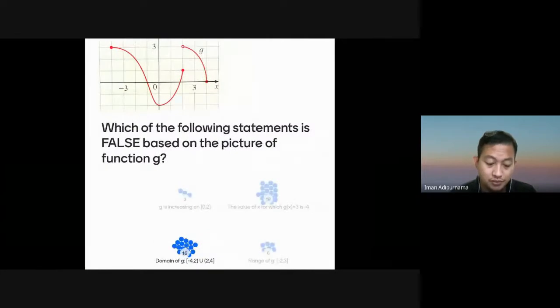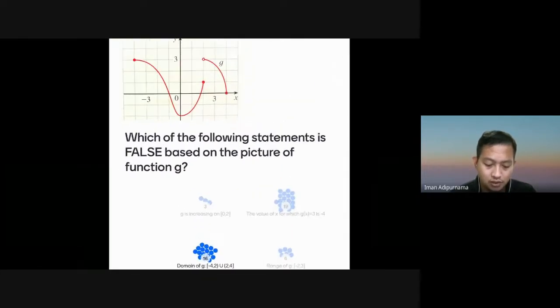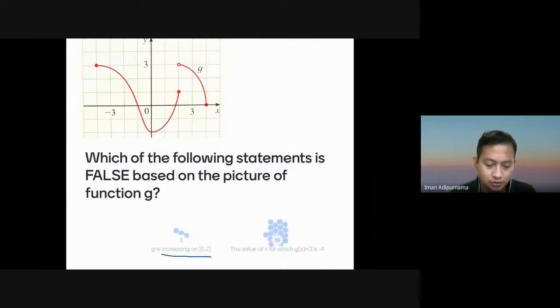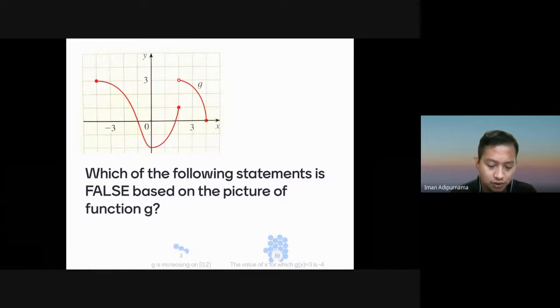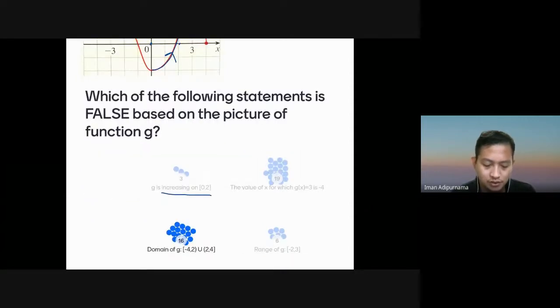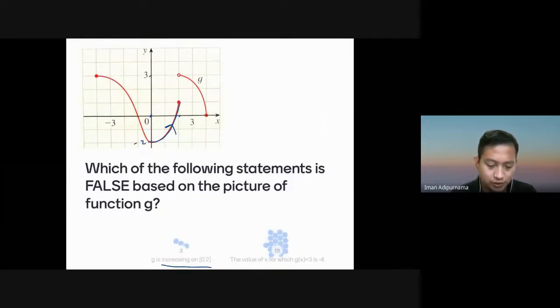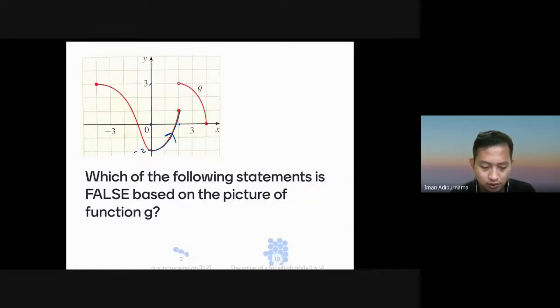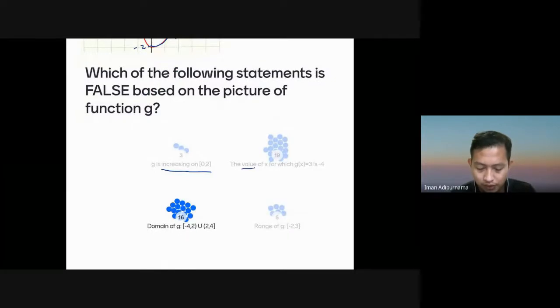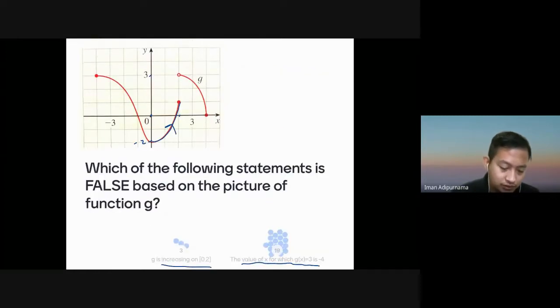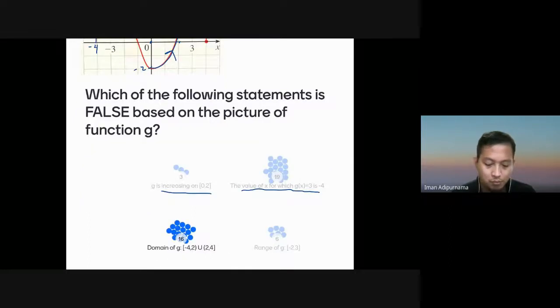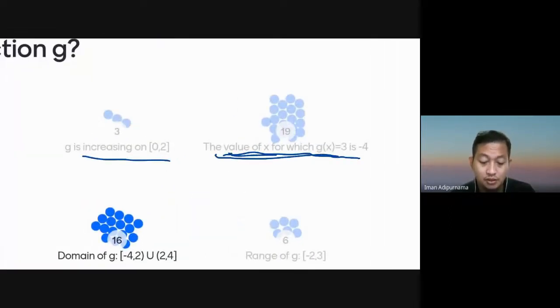Which of the following statements is false? If you see here, increasing on 0 to 2, so 0 is here and 2 is around here. It's increasing, right? And the range is -2 to 3. So -2 is here, and 3 here. It's correct. And then, the value of x for which g is 3 is -4. Which means it's here. It's -4, right? Probably you missed this because you need to take some time to understand the meaning. Some of you, I think.